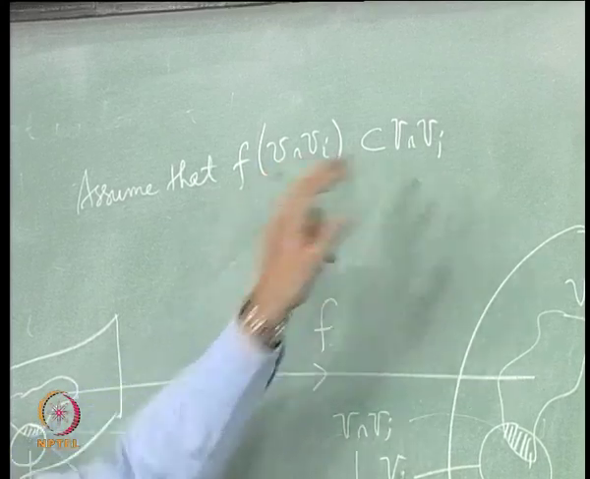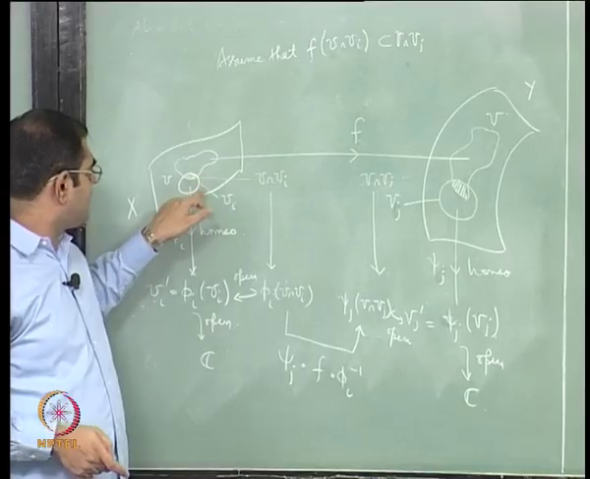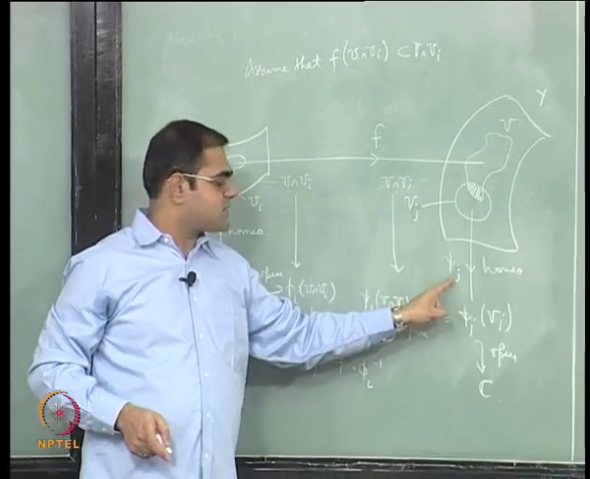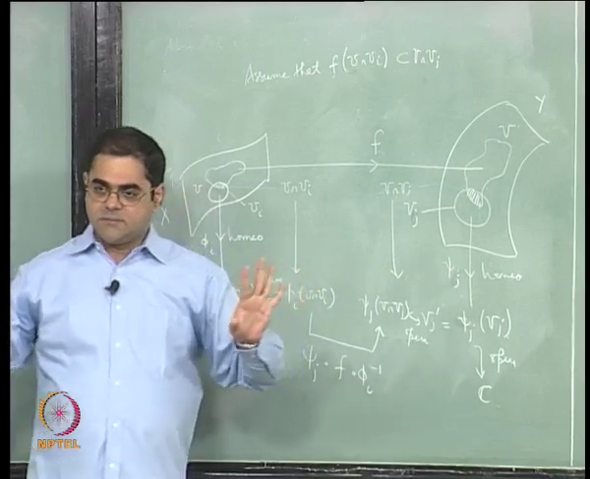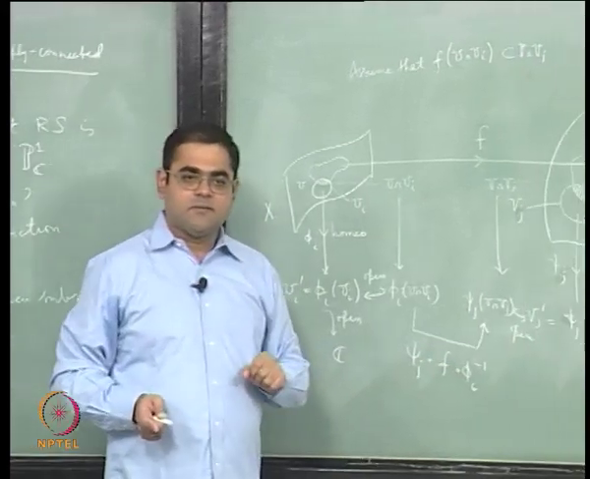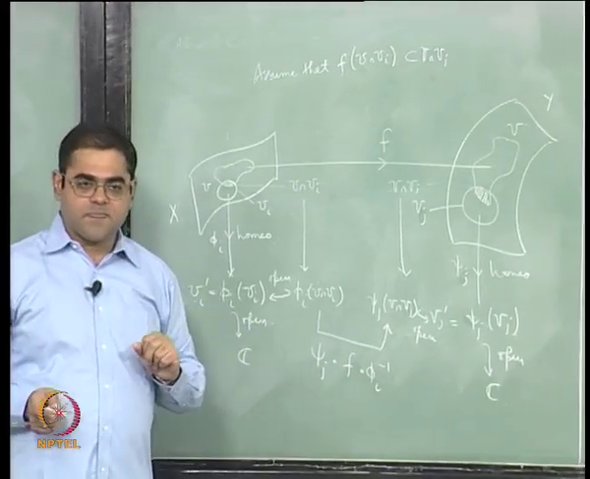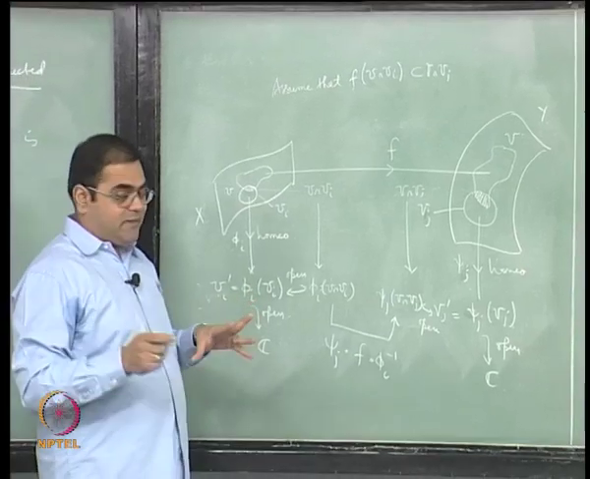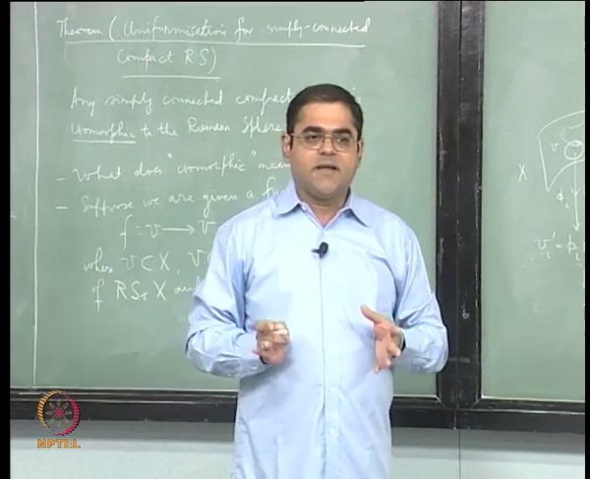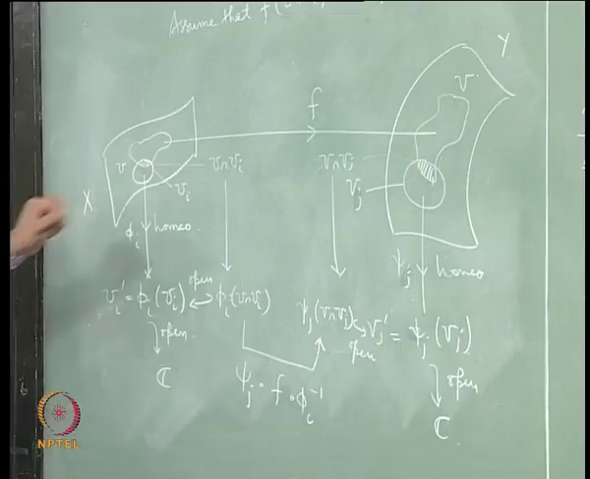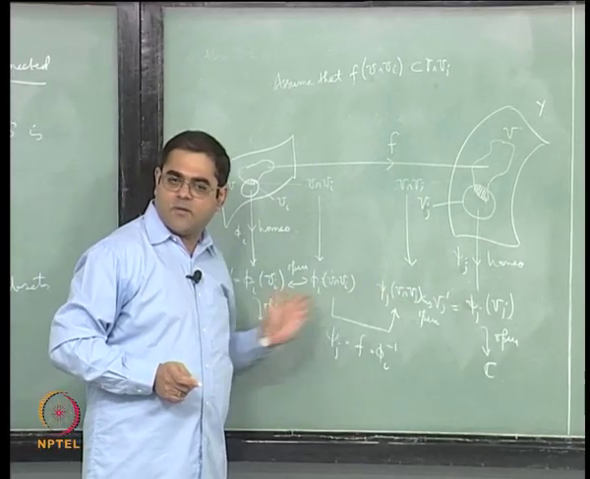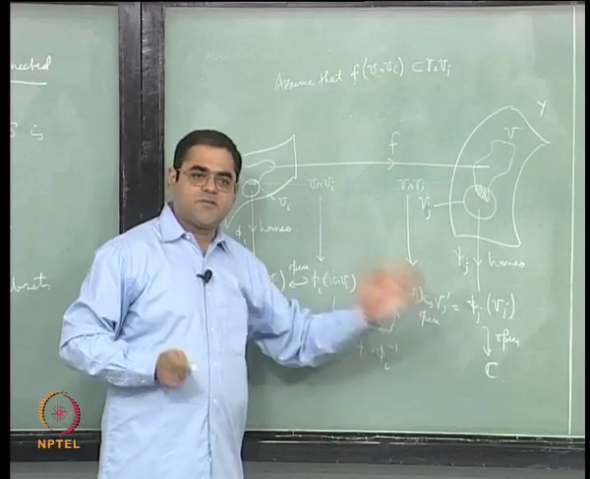Verify this only when this condition is satisfied, and for all possible charts here (ui, phi i) and all possible charts there (vj, psi j), do it. And if this composition is going to be holomorphic, then I declare that F is holomorphic. It looks a little complicated when I say it the first time, but I can say it in a nutshell: to decide whether a function is holomorphic, all I do is write it in terms of local coordinates and check whether it is holomorphic.